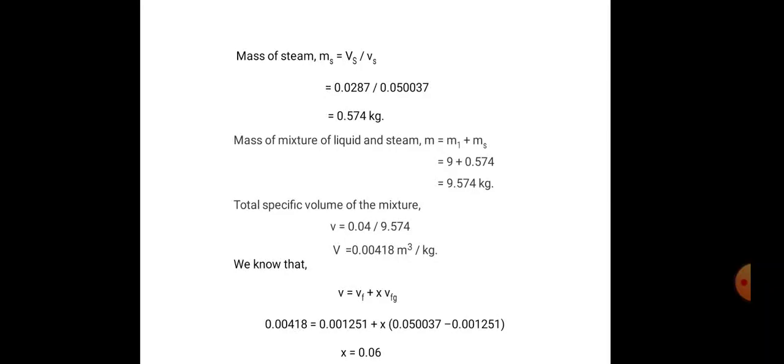We know that v equal to vf plus x vfg. This is the wet steam formula for specific volume. We know the values of vf and vfg, so all the values are known except the x value. So from this equation, the x value, that is the dryness fraction, we get as 0.06.